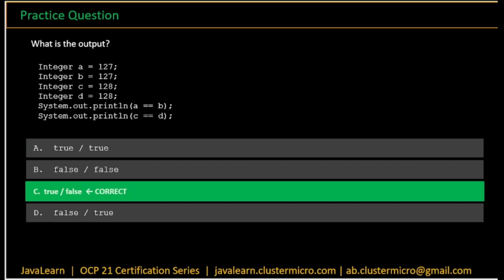Now we come to the practice question. What is the output? Integer a = 127, Integer b = 127, Integer c = 128, Integer d = 128. Then we do System.out.println(a == b). Now we see that a and b both are in the cache range of -128 to +127. So obviously a == b will be true. But then we have c == d, and the c's value is 128, d's value is 128, and both are out of the cache range of -128 to +127, right? So that will print false. So our answer will be true/false. That is the correct answer, okay?